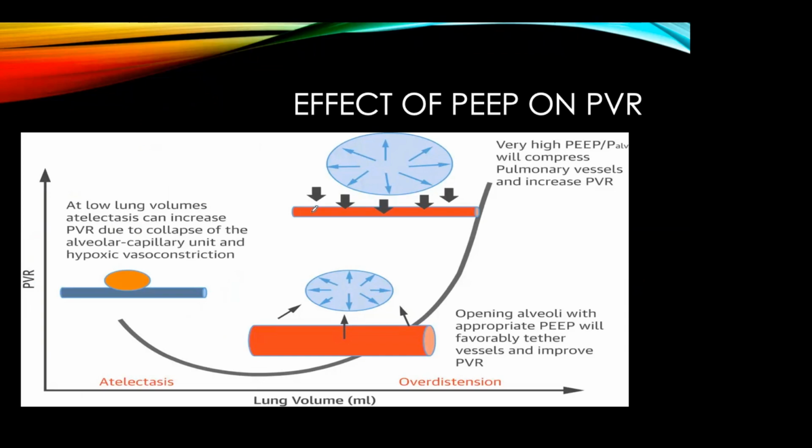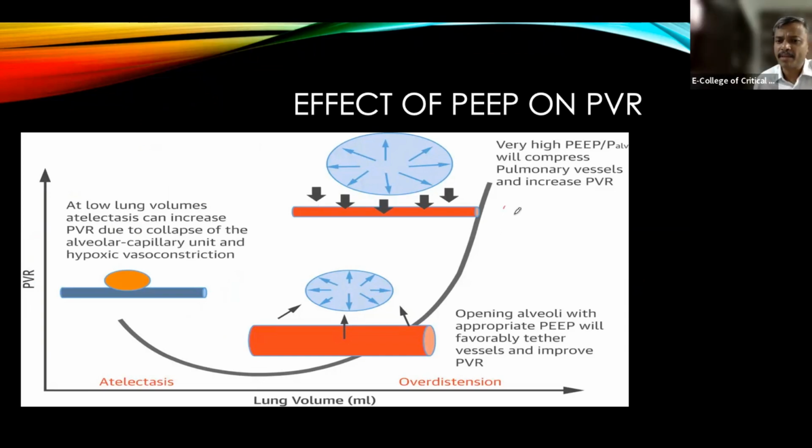That is very important. Imagine you are increasing the PEEP, very high PEEP. Imagine you are giving a PEEP of 20, because if saturation is very low, you are giving high PEEP. The moment you give 20 PEEP, what happens? That causes an increase in the intra-alveolar pressure. That increase in the alveolar pressure compresses the neighboring vessels. These vessels will be compressed, causing an increase in the pulmonary vascular resistance. You can see here that pulmonary vascular resistance increases as you increase the PEEP.